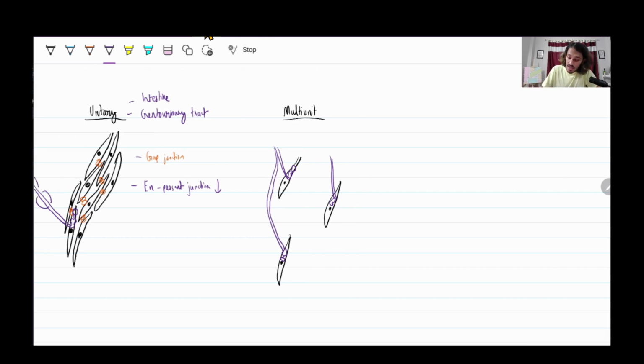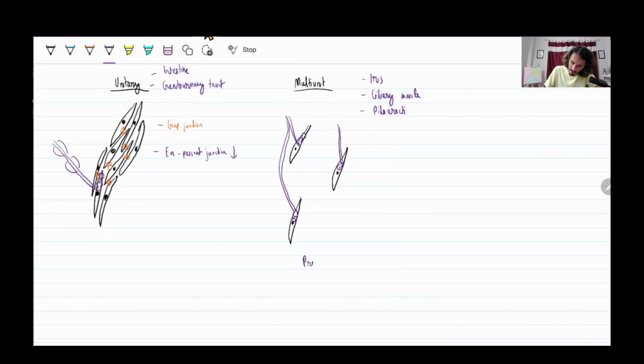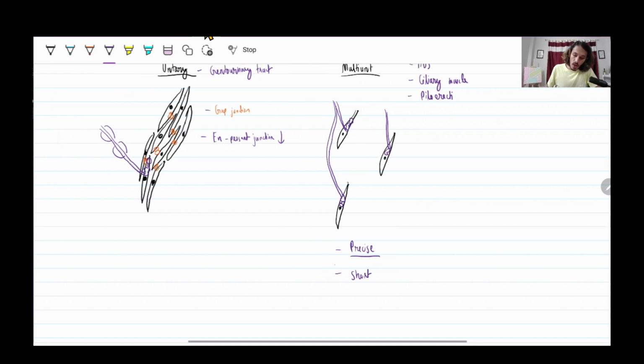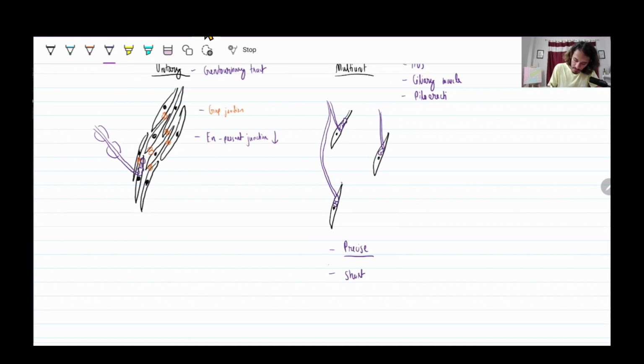Okay. On the other hand, multi-unit examples are your iris in the eye, the ciliary muscles in the eye, the piloerector muscles. Okay, so these are examples of your multi-unit. When multi-unit is stimulated, it is more precise because each of them is receiving separate innervation. Okay, but it does not last that long. It's shorter but more precise. On the other hand, your unitary, they last longer actually. They last longer, less precise.